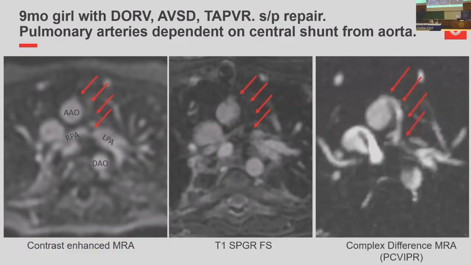However, the complex difference MRA from our 4D flow MRI sequence showed a widely patent shunt. We believe that it was a combination of spatial resolution and artifacts, for example, from sternal wires, that prevented the visualization in the conventional MRI sequences.